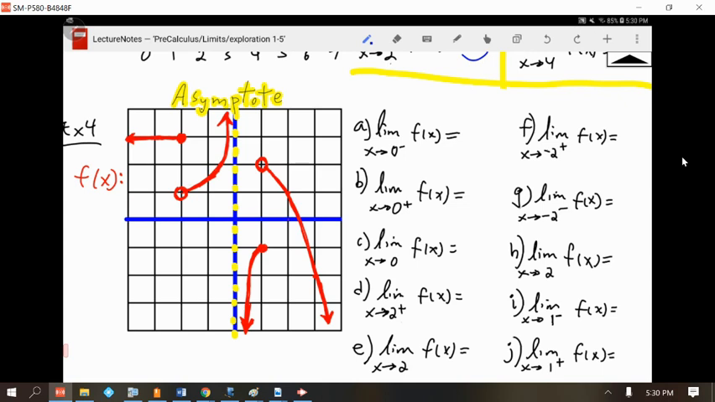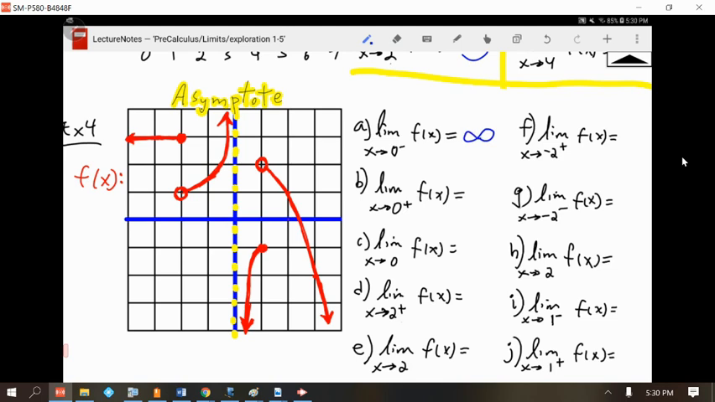And as I come in from the left side, the graph goes up and up and up forever, right? So what is the name that we have for the number forever? It's just forever. That would be infinity, okay?